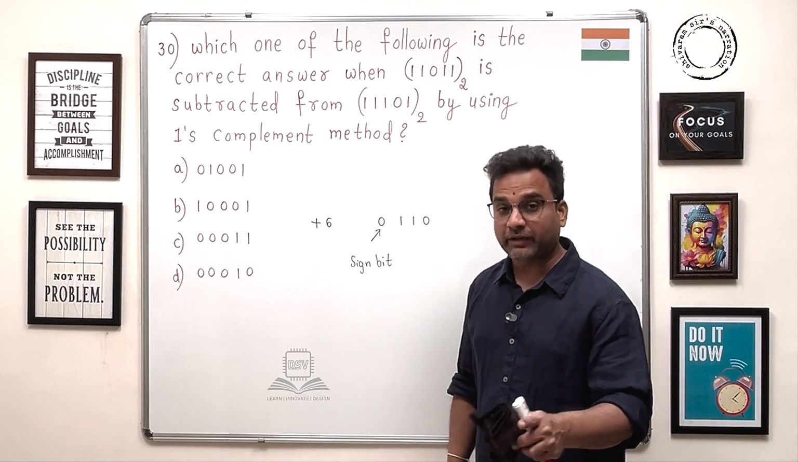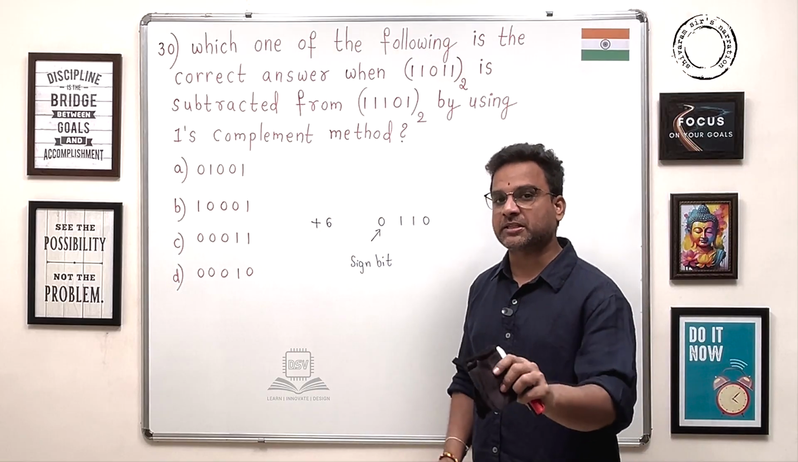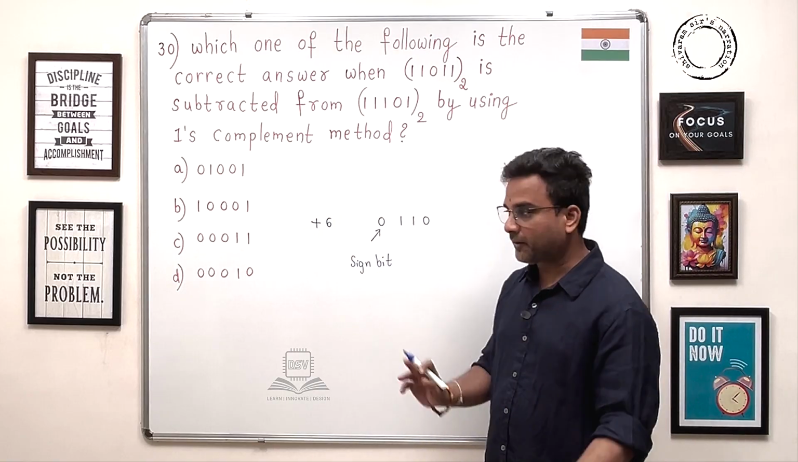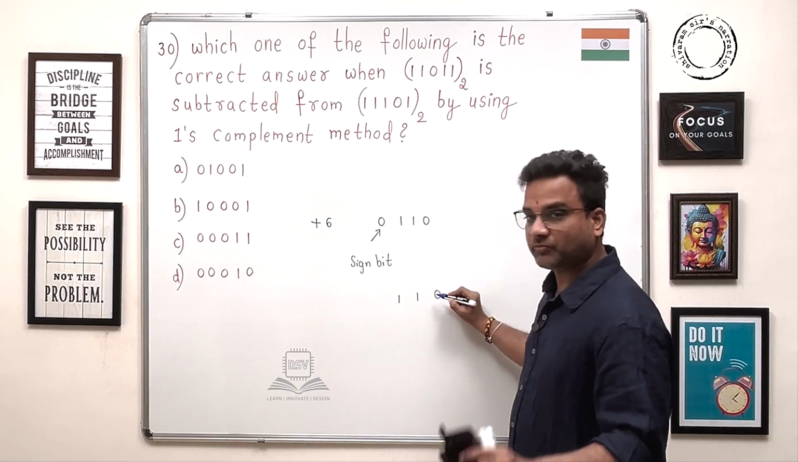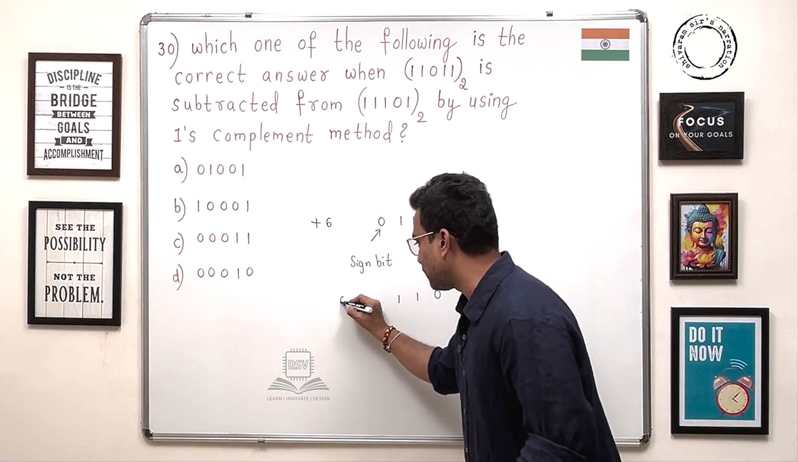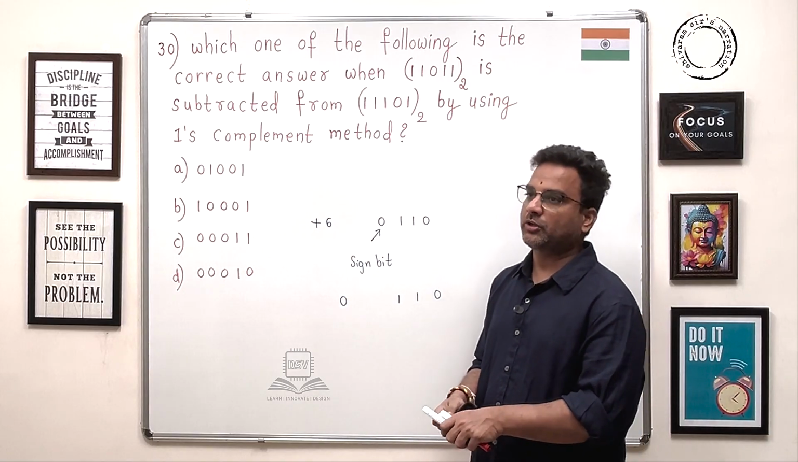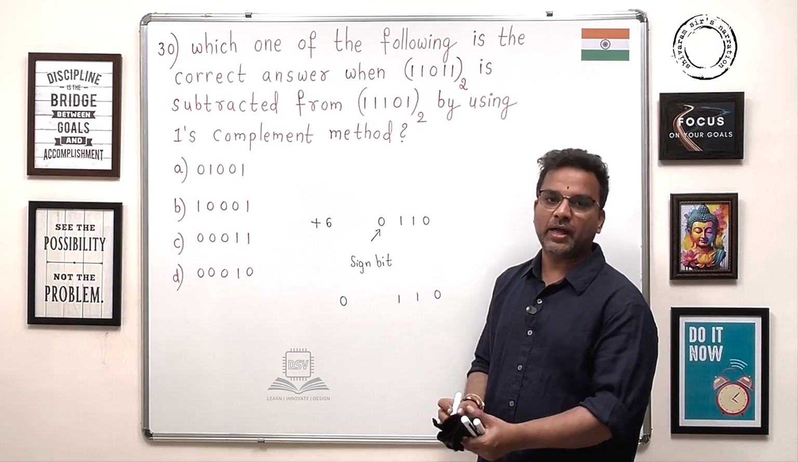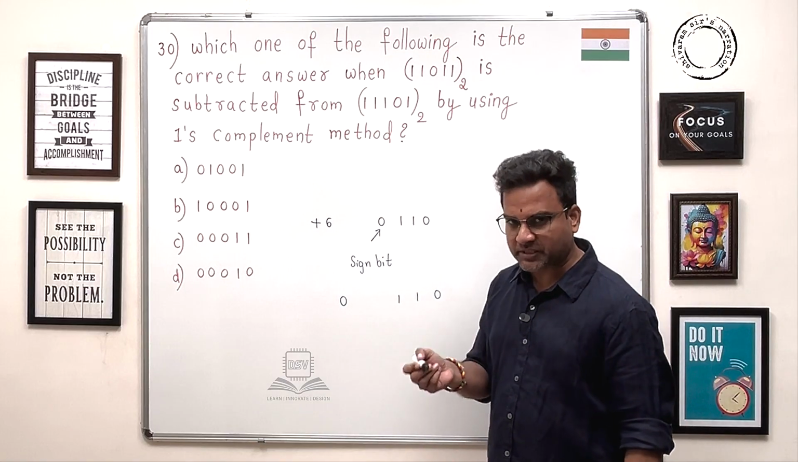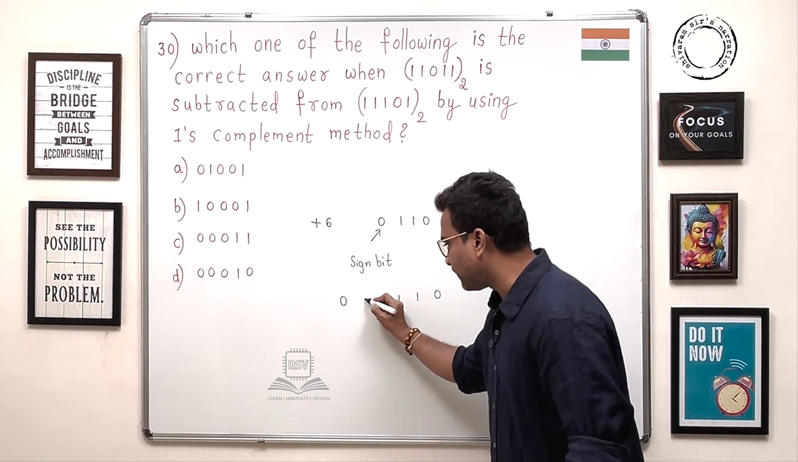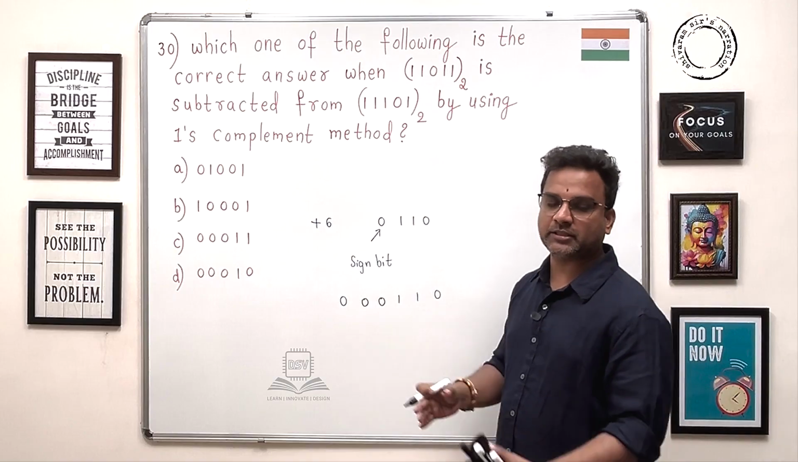If at all they want to represent plus 6 using 6 bits, let's assume, then the magnitude bits take 1 1 0 and the sign bit 0. In between the sign bit and the magnitude bits, you can add any number of 0s as per your requirement. You want to convert these 4 bits into 6 bits, right? Then add 2 bits here, so that now you have 6 bits.